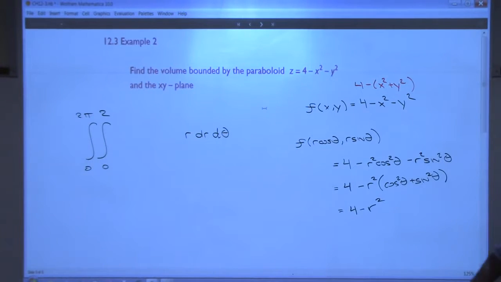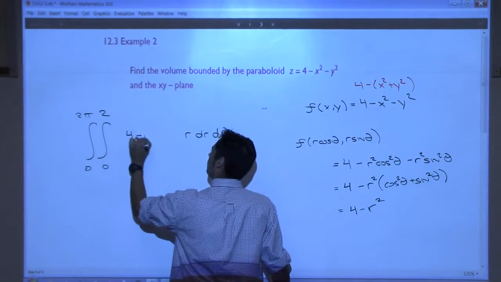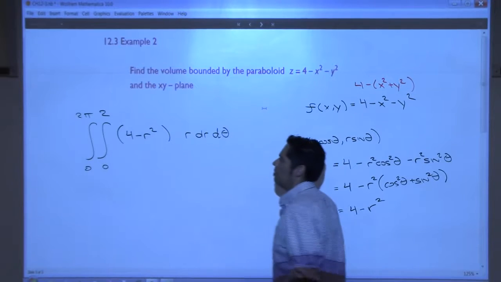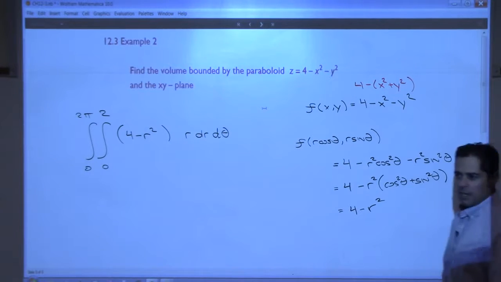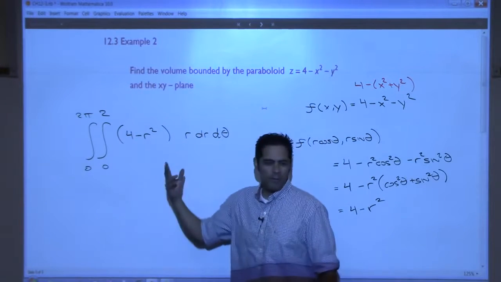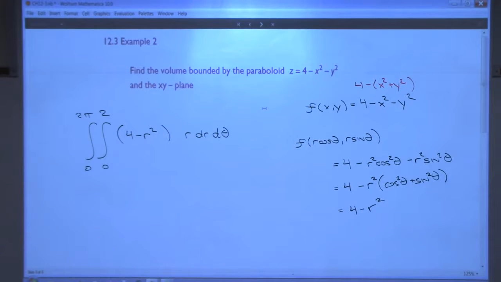And then what we are integrating, 4 minus r squared. Bam. Done. That's not worth integrating any further, right? Distributing r through: 4r minus r cubed. Integrate, that should be pretty clean.